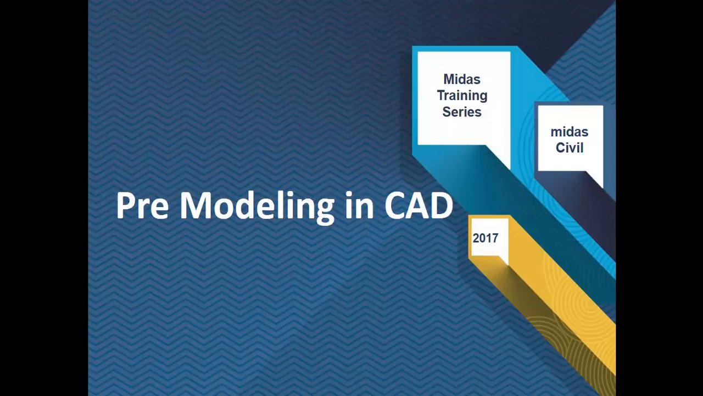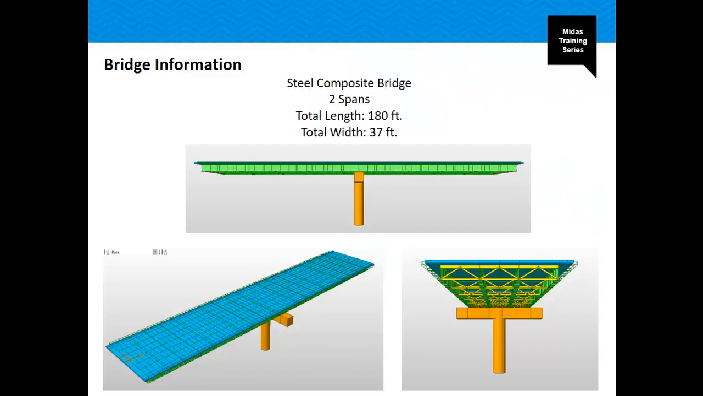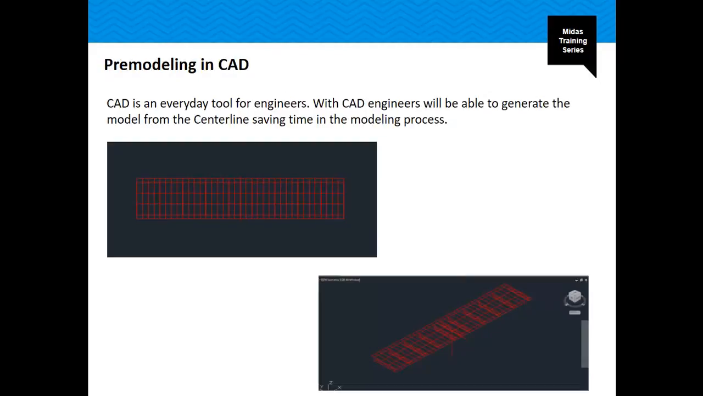So in the pre-modeling, this entire webinar will be talked about the steel composite bridge. This is the bridge information that we're gonna go over. It's a two-span bridge with a total length of 180 feet and a total width of 37 feet. So the entire pre-modeling will be done in CAD.